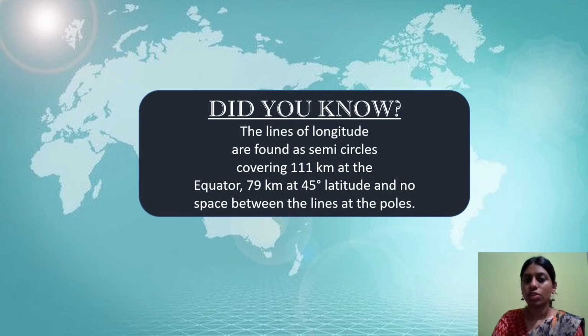The lines of longitude are found as semicircles. They are not straight lines, and they cover 111 km at the equator, 79 km at 45-degree latitude, and there is no space between the lines at the poles.